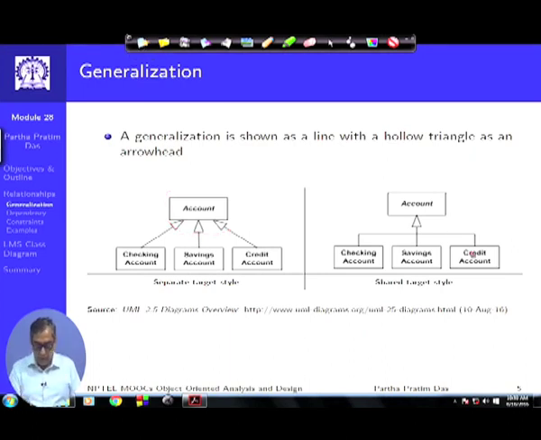Now, in terms of the diagram representation, you can see that we have 3 specialized classes of one generalized class, and we can draw 3 separate arrows. If we do that, then we say the drawing is in a separate target style, or we could draw a common bar line and let all of these specialized classes hang from there, and this bar in turn points to the generalized class. This is called a shared target style. Now, in UML class diagrams, both these styles are available. Depending on the context, depending on what is easier to draw and represent, you could choose any one of them from time to time.